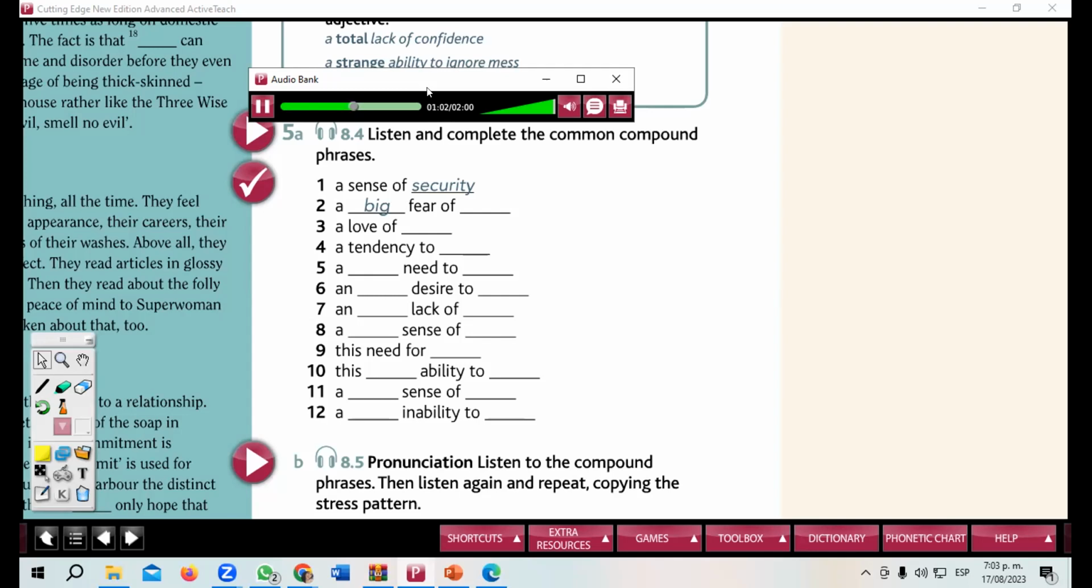7. For someone so talented, Ben's got an amazing lack of ambition. 8. One thing you can say about Martin, he's got a great sense of fun. 9. Sorry if I keep asking you the same thing again and again. I've just got this need for reassurance. 10. You can't keep secrets from Alex. She's got this strange ability to read your mind. 11. Oh, I'm so glad I've done all that filing. It's given me a weird sense of achievement. 12. It's no good talking to Andy. He's got a complete inability to see other people's point of view.